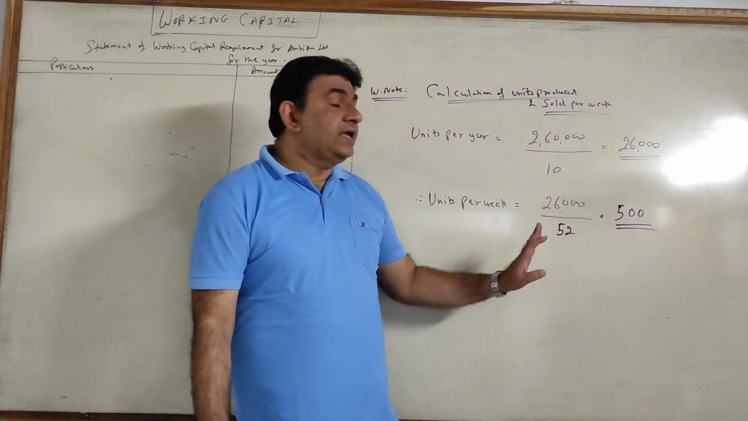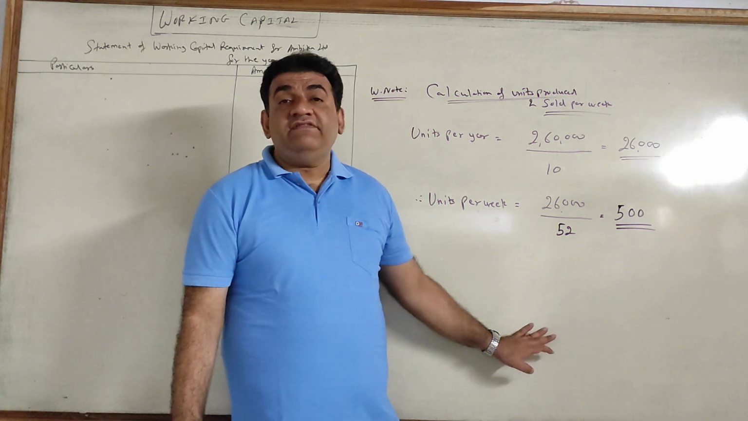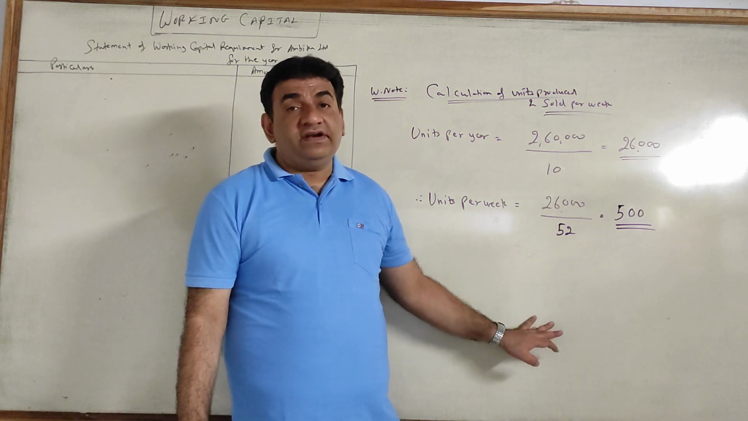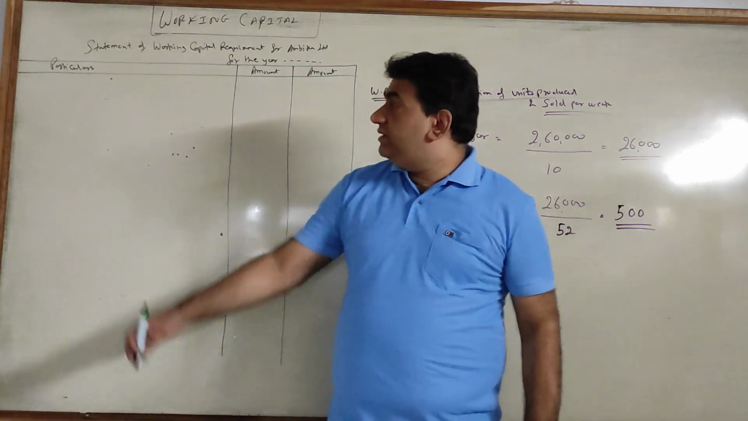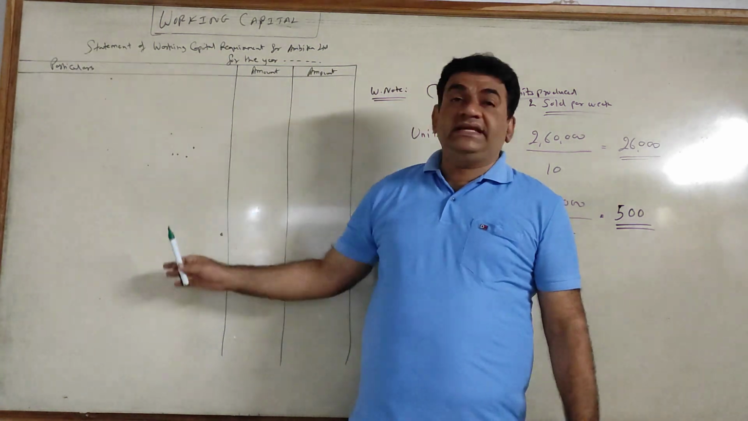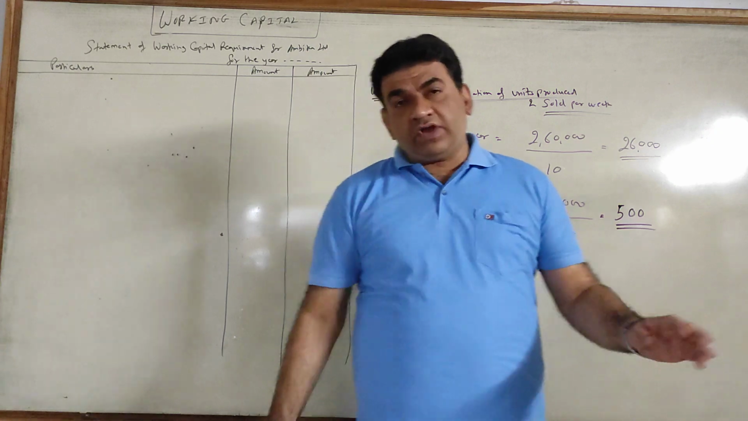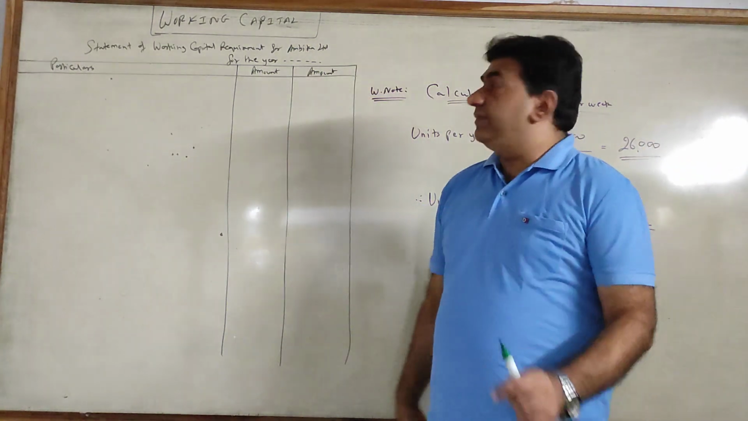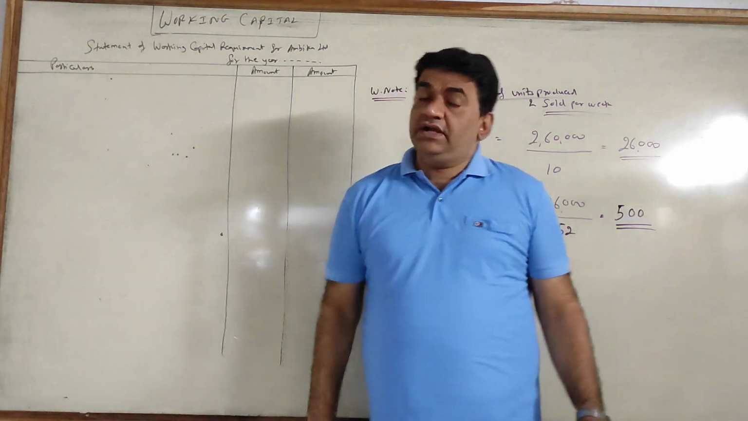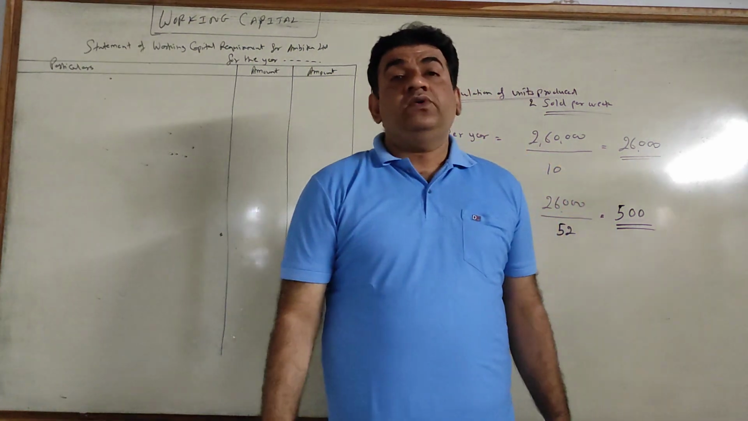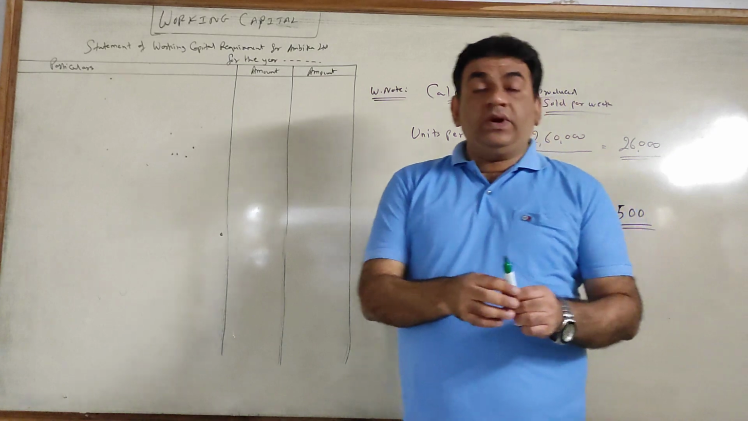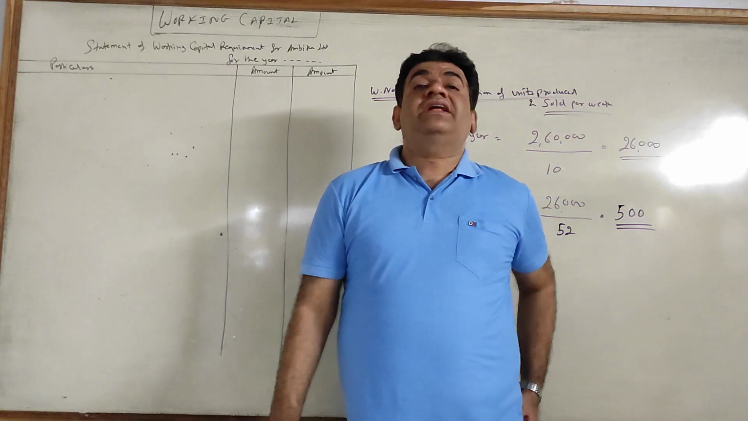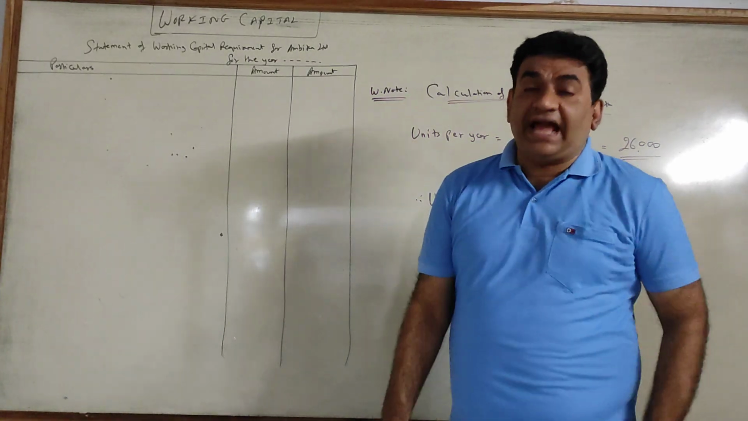So now I got the base. Every week I am going to produce 500 units. So that will be the base for making this statement. Okay, guys. So now this is done. Let's come to the main statement. What is the chapter? Working capital. What I told you, accounting equation. Working capital is the difference between your current assets and current liability.